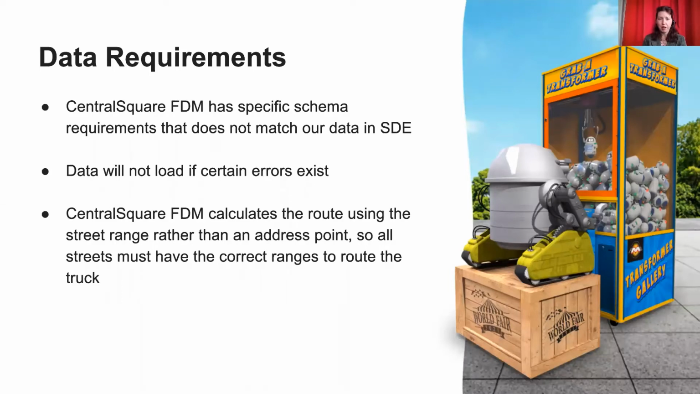So for the data requirements, FDM requires that street names and addresses be parsed out by prefix, name, street type, and suffix. In our enterprise geodatabase, we often have these fields merged together depending on the data set. It also requires that civic addresses only be numeric, and we have a lot of lettered addresses within our street and parcel data sets that needed to be parsed out.